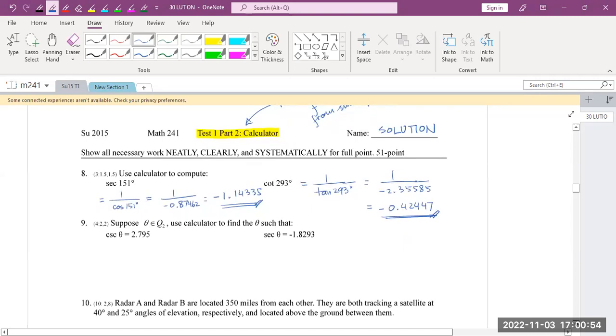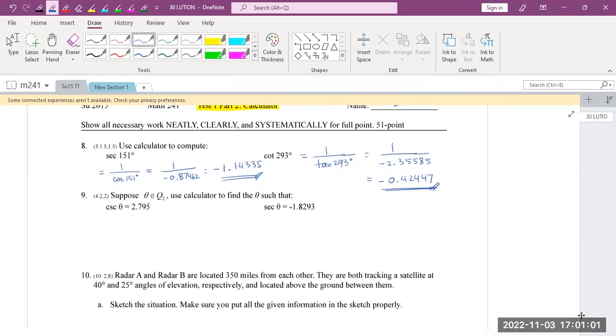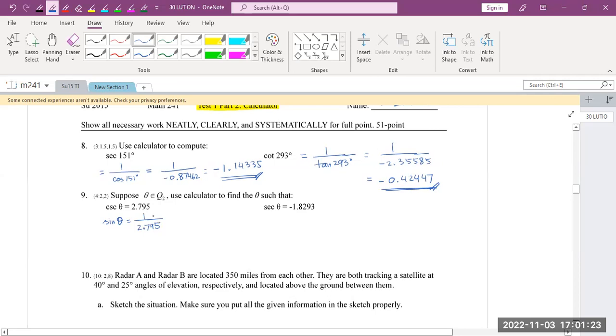Number 9, suppose theta is in quadrant 2. If cosecant theta is 2.795, what is theta? We need to do it this way. We don't have a cosecant function on our calculator, right? But cosecant is the reciprocal of sine. So sine theta equals 1 over 2.795. We are going to use sine inverse.